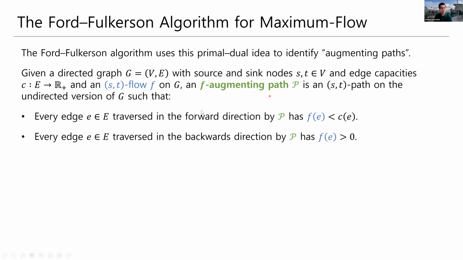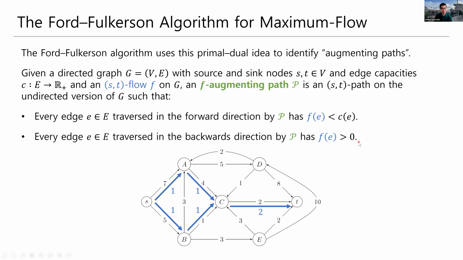The f-augmenting path is also going to do something kind of interesting. We're going to allow it to traverse directed edges backwards, only if the flow is positive. Let's look at an example of this. It's been a lot of math, and I think it's time for an example.